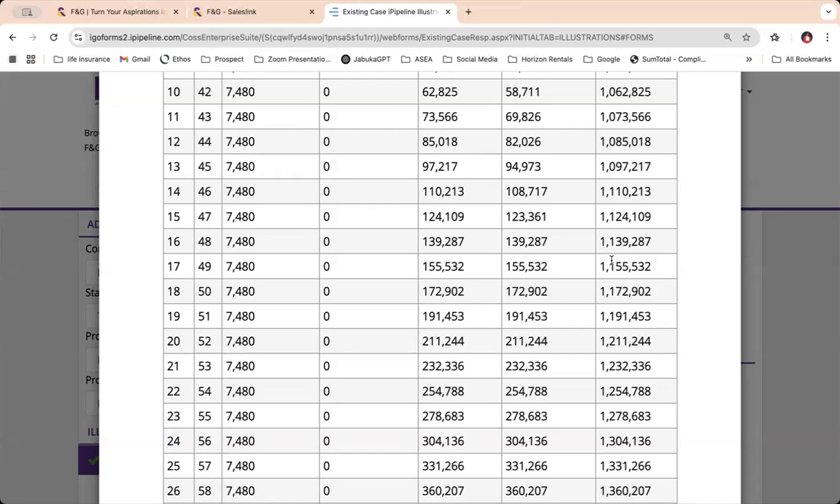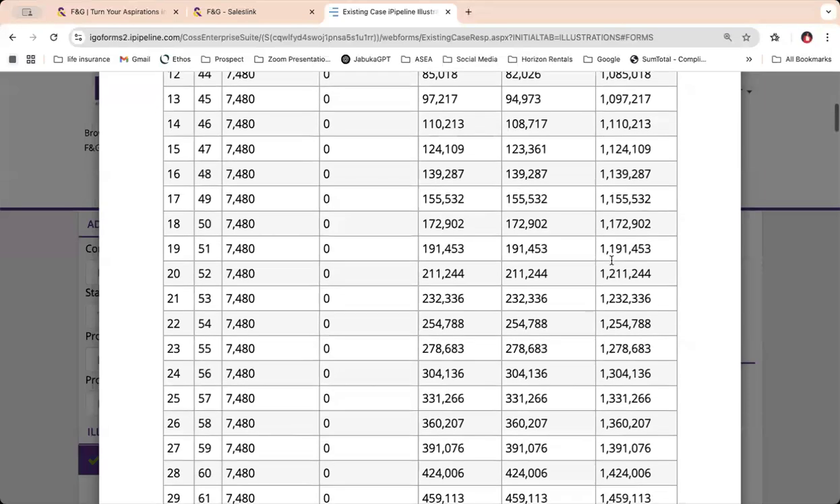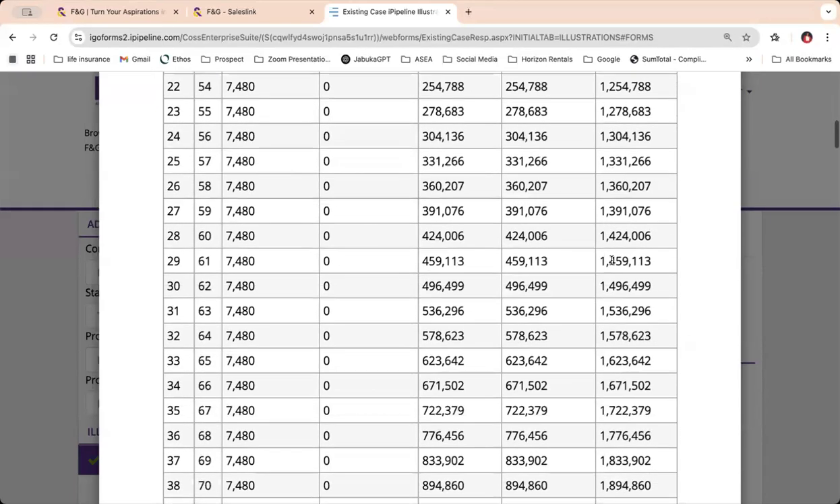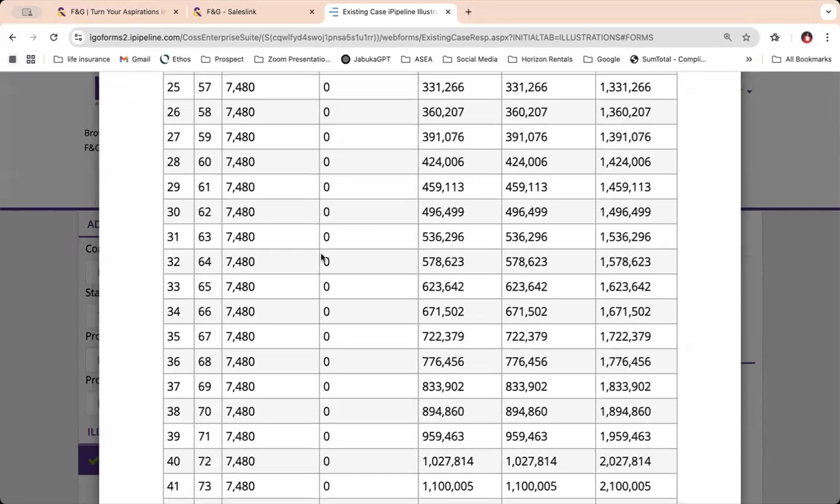IUL is free of taxes. So a check is going to be sent to the family or the beneficiary free of taxes. That's the wonderful thing. Great. What other benefits? Now, let's go to the time when this client is retiring.